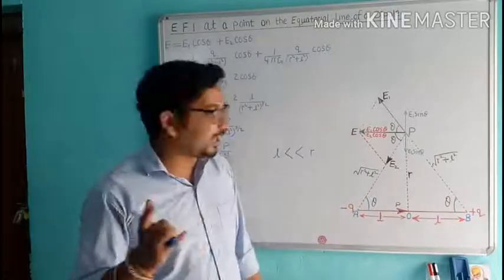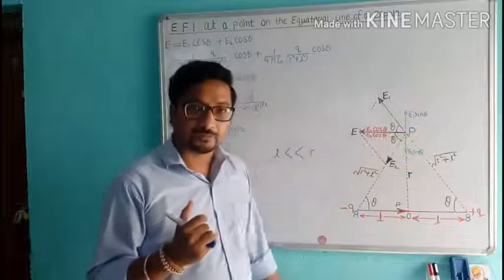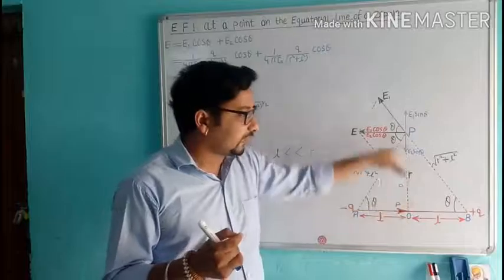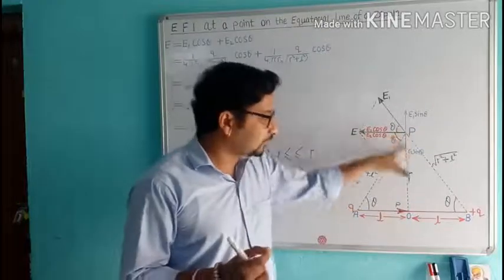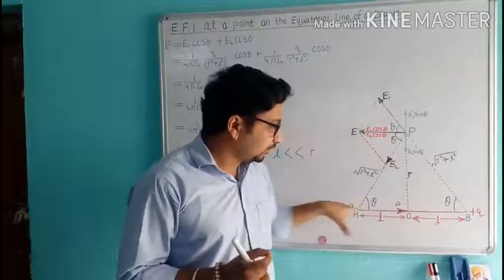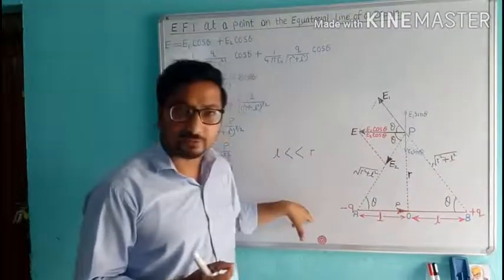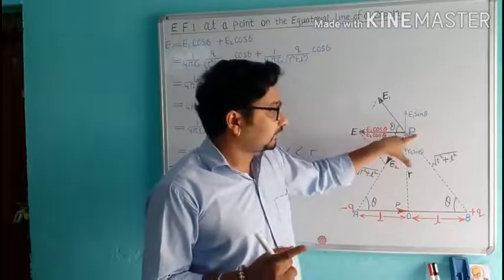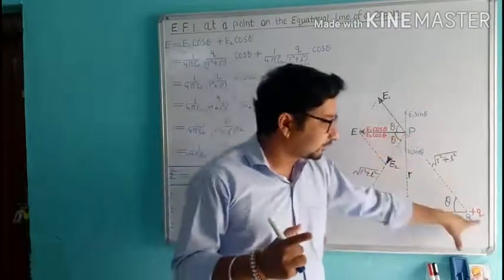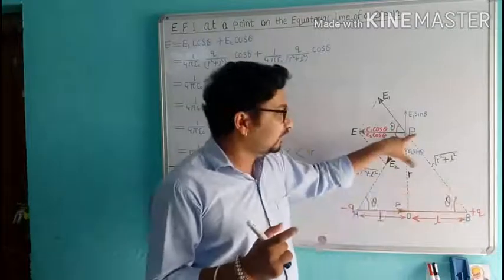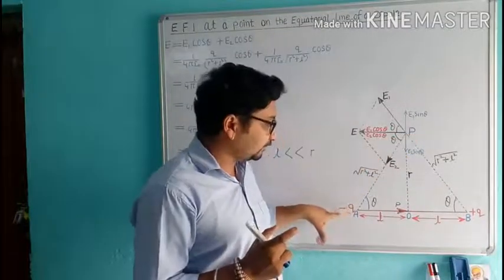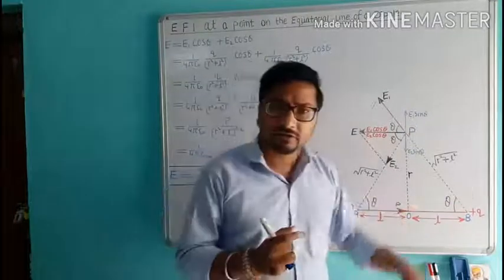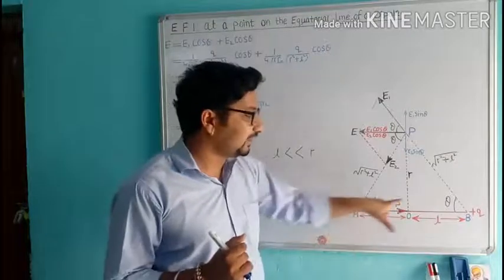And we have to find out the electric field intensity at point P, which is on the equatorial line of the electric dipole. Equatorial line means a line which passes through the center of the dipole and is perpendicular to the axis of the dipole. Now, the line joining point P with the plus q charge and the line joining point P with the minus q charge make theta angle with the axis of the dipole.